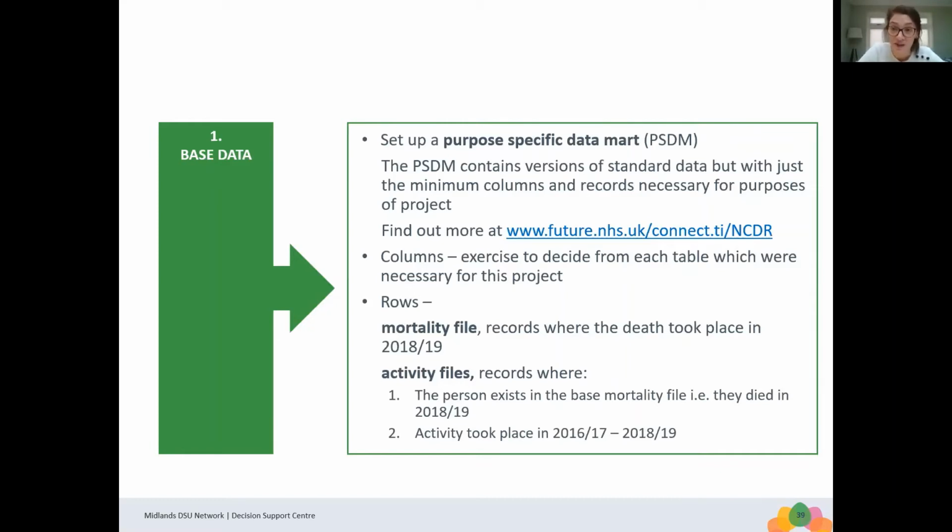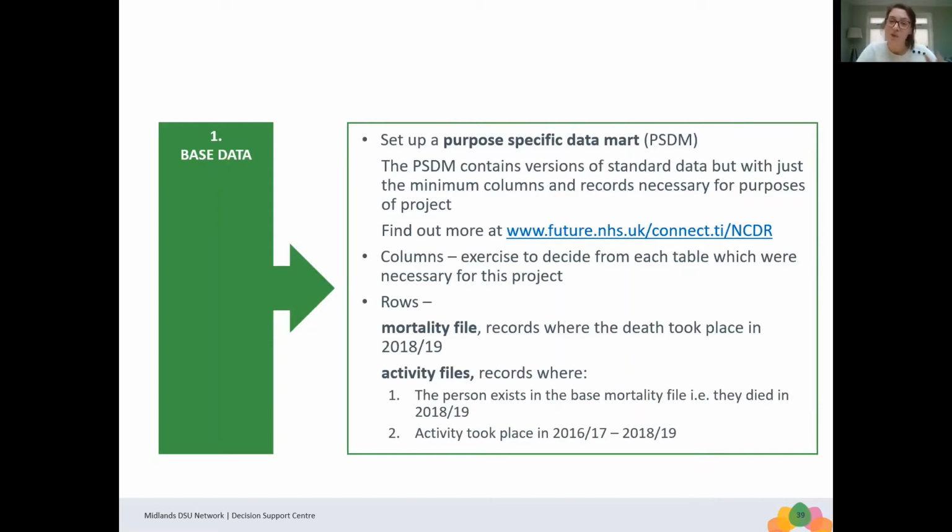So for the mortality file, we just have records where the death took place in 2018-19. And then for the activity files, it's records where the person has died in the mortality file. So they died in 2018-19, but also it's activity over a 3-year period. So that's activity from 2016-17 up to 2018-19.